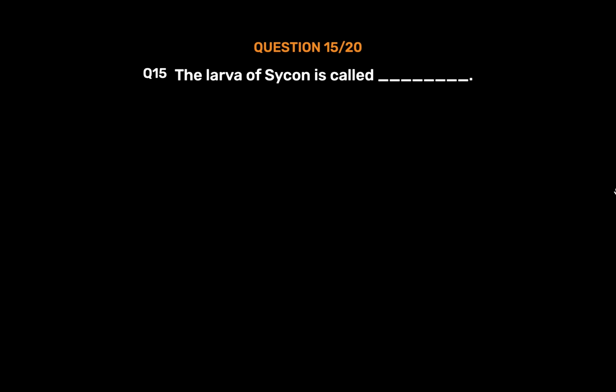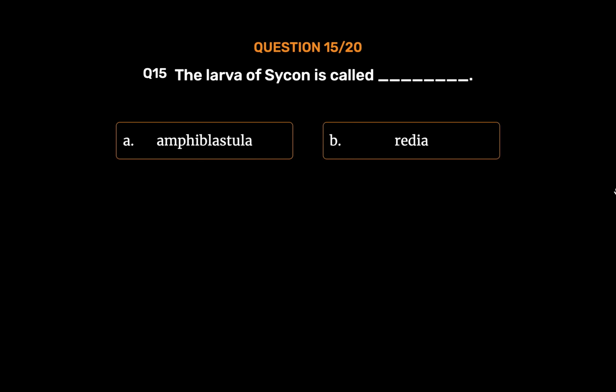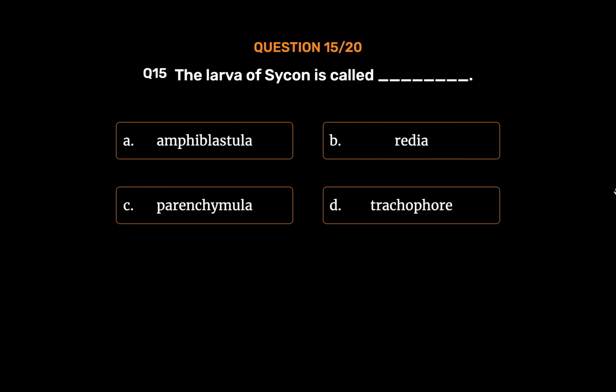Question number 15. The larva of chicken is called underscore. Option A, Amphiblastula. Option B, Radia. Option C, Parenchymula. Option D, Trochophore. The correct answer is Option D.